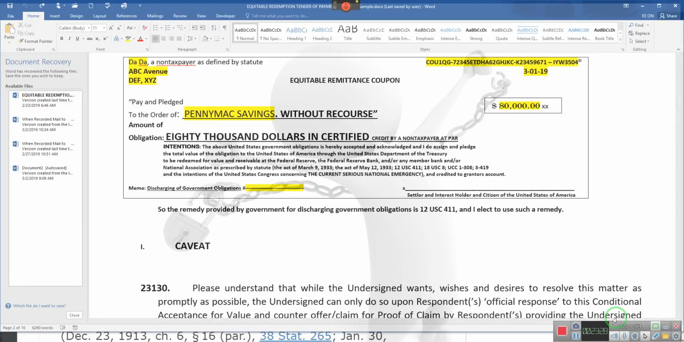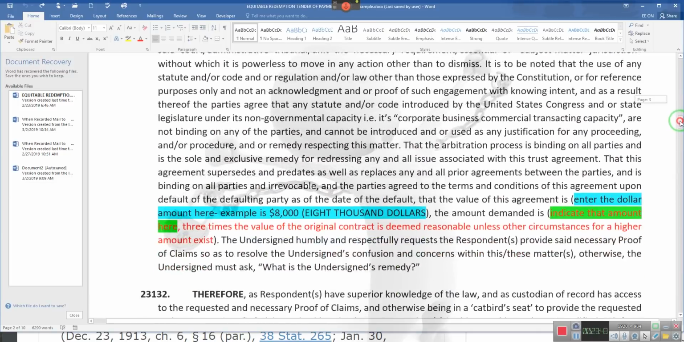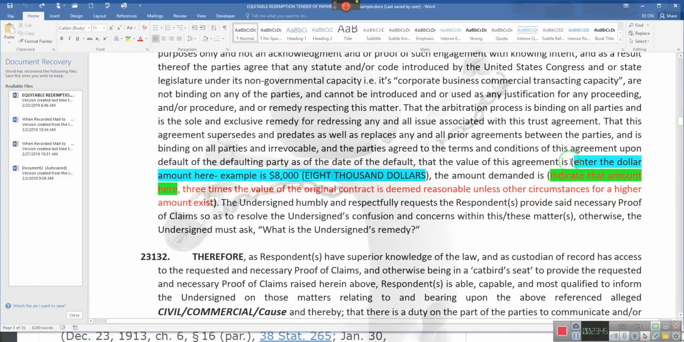After you sign this one, you mark it original, put it off to the side. You copy it, mark it original, put it to the side. Now, wait a minute. Before you do that, remember I said you got to change everything in yellow. This spot right here is not yellow, so you're going to change this too because you're going to enter the dollar amount for the agreement. And then you're going to enter the amount demanded, which is 3 times the value of the original contract.